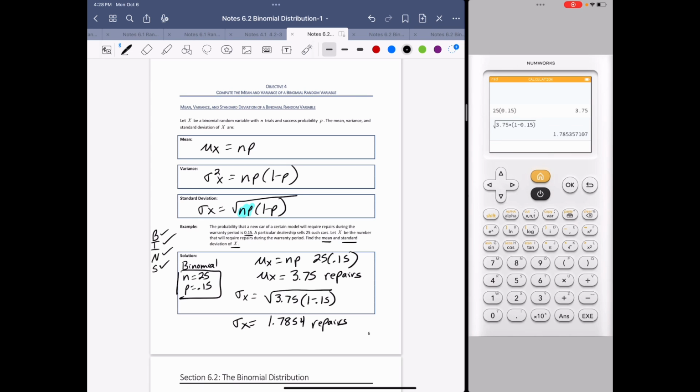All right, and here's what I would say. On average at this car dealership, out of 25 cars, I can expect to have a mean number of 3.75 repairs. This will vary, however, by 1.7854 repairs. Standard deviation is how much it varies from the mean.